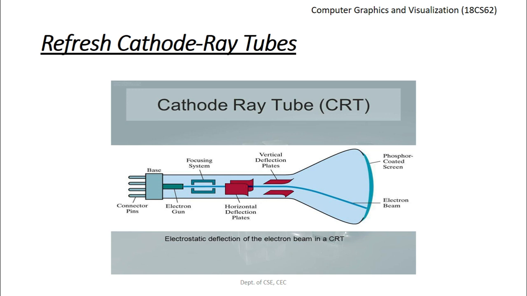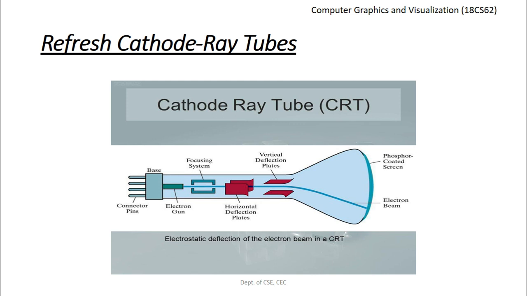Now, the spots of light are produced on the screen by the transfer of CRT beam energy to the phosphor on the screen. When the electron beam collides with the phosphor coating, the electrons are stopped, and their kinetic energy is absorbed by the phosphor. Part of the beam energy is converted by friction into heat energy, and the remaining energy causes the electrons in the phosphor atoms to move up to higher quantum energy levels.